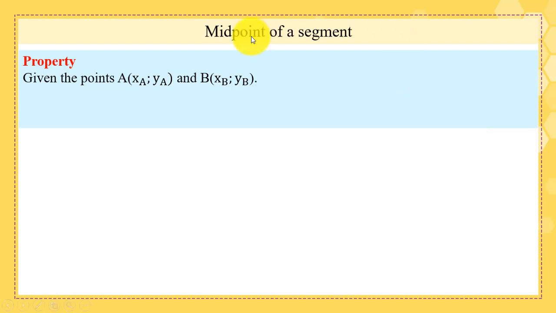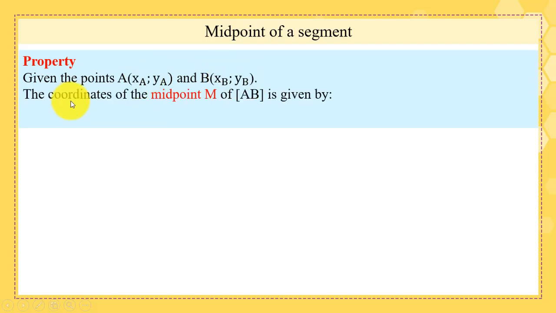We will start with the midpoint of a segment. Given the points A of coordinates xa, ya, and B of coordinates xb, yb. The coordinates of the midpoint M of the segment AB are given by xm, the abscissa of the point M, equal to xa plus xb over 2, and ym, the ordinate of the point M, equal to ya, the ordinate of point A, plus yb, the ordinate of point B, over 2.